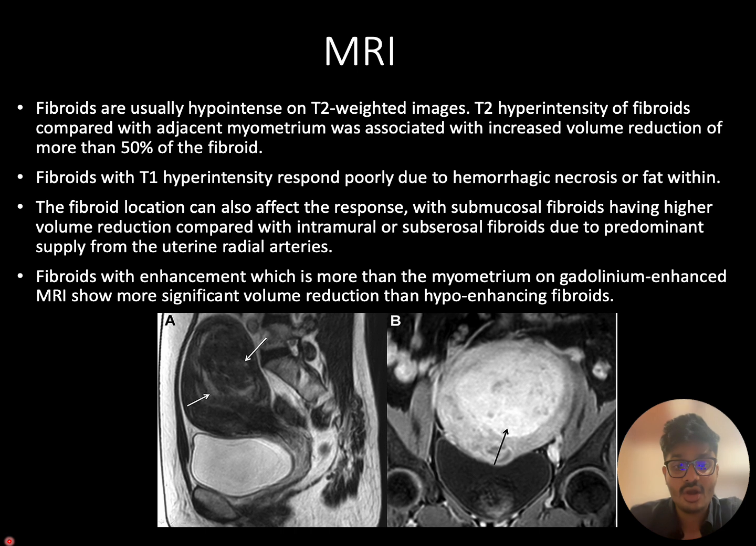Also on T1 post-contrast imaging, this is after the contrast, and here you can see the fibroid is lighting up, and in fact it is brighter than the adjacent myometrium. Fibroids with significant enhancement compared to the myometrium have a better volume reduction than hypo-enhancing fibroids after uterine artery embolization.